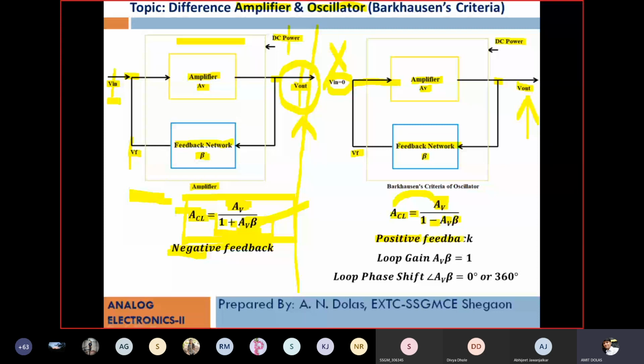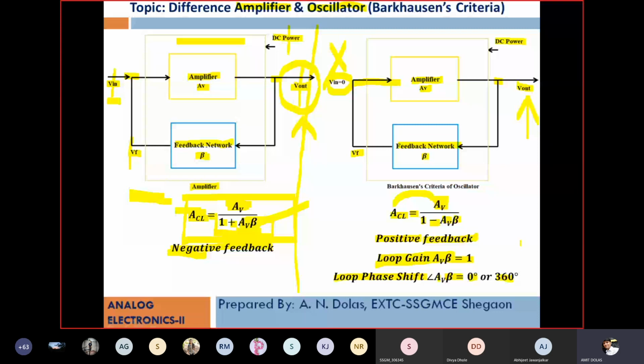This is just the brush-up of oscillator and amplifier. Then if loop gain is equal to 1, loop gain means gain together with amplifier as well as feedback network. That's why it is written AV beta is equal to 1. And if the loop phase shift, meaning total phase shift provided by amplifier as well as the feedback network, is 0 degree or 360 degree, it will follow one of the rules that is called Barkhausen criteria.